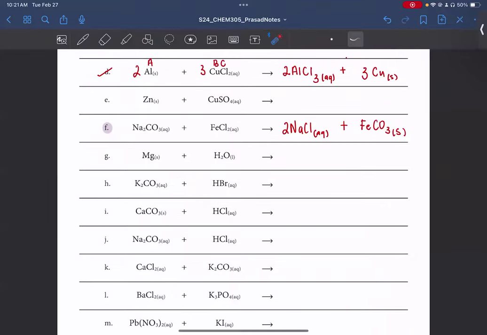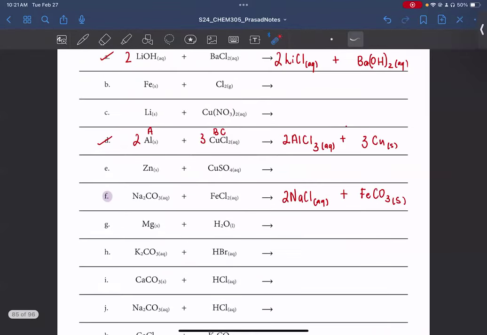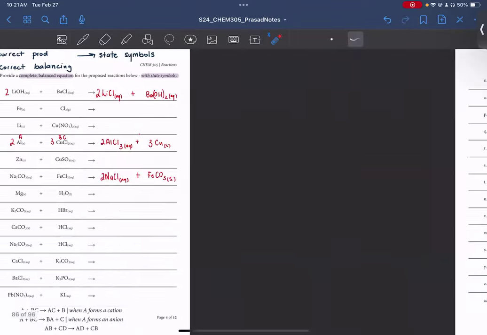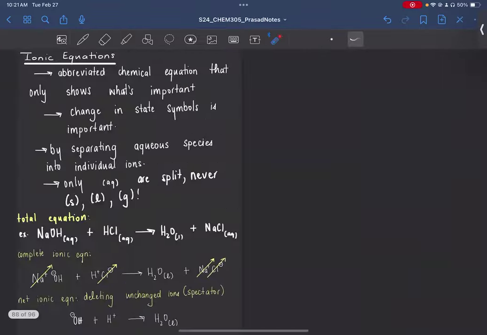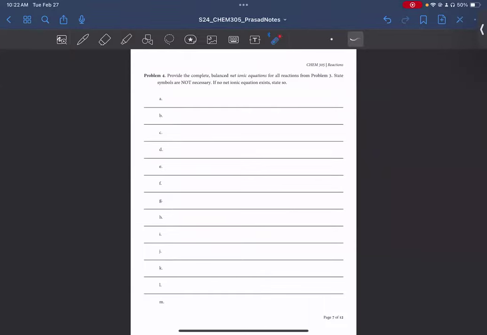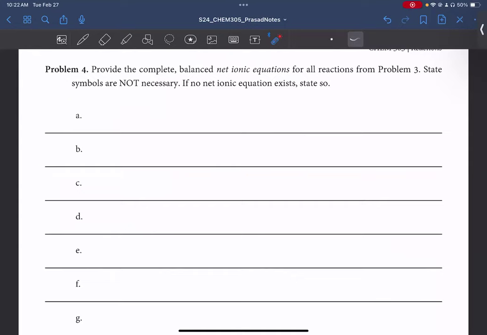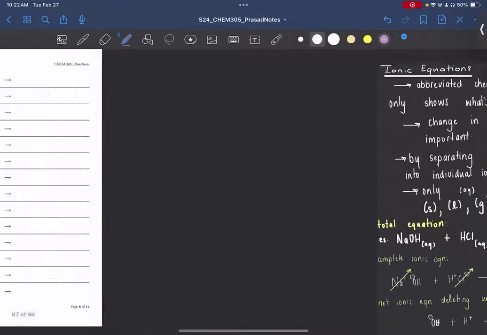I would like for you all to try F. F is what you did earlier, and in fact, you can write it on the worksheet, because page 7 onwards is where I put the space for the net ionic equations. The instruction says, provide the complete net ionic equations for all reactions from problem 3. So there is designated space for you to write the answer if you'd like, but if you'd want to do it on your scratch paper, that's also okay. But again, I'm asking for the net ionic equation of reaction F.